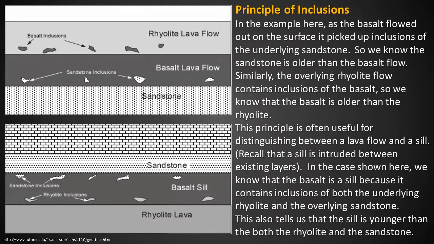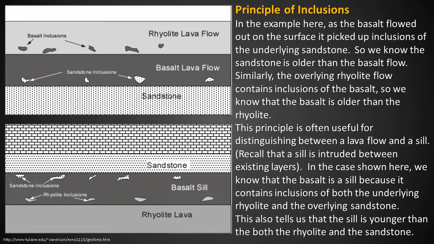In the example here, as the basalt flowed out on the surface, it picked up inclusions of the underlying sandstone. So we know that the sandstone is older than the basalt flow. Similarly, the overlying rhyolite flow contains inclusions of the basalt, so we know that the basalt is older than the rhyolite. This principle is often useful for distinguishing between a lava flow and a sill.